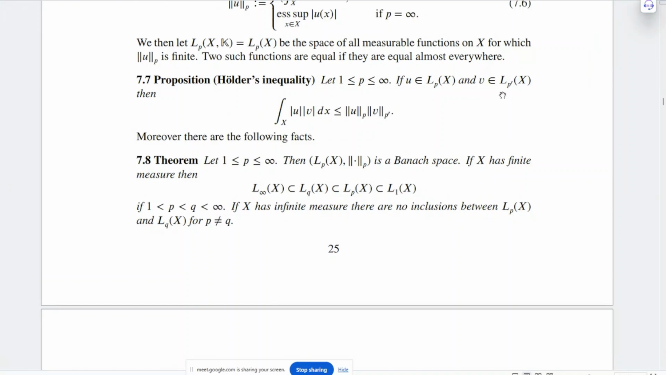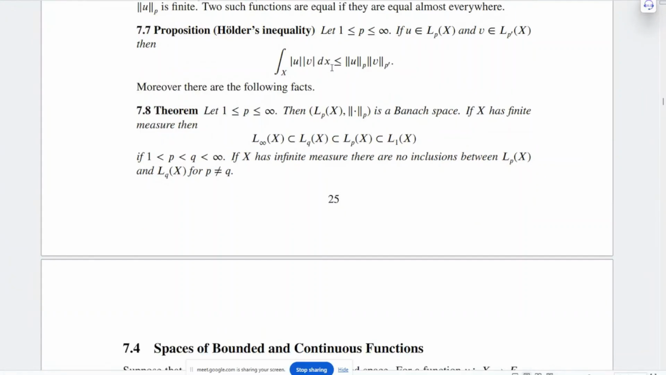In most of the books, they use p' as the conjugate index. So p' means the conjugate, because 1 over p plus 1 over p' is 1. This is one thing that we should know.